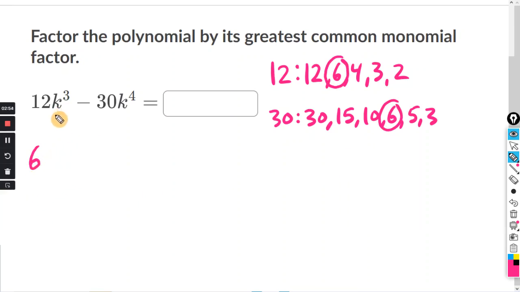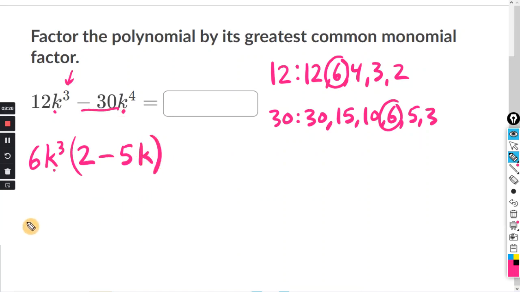And between the k's, we have k to the third and k to the fourth. The one with the smaller exponent is k to the third. Now we just divide. 12 divided by 6 is 2. k to the third divided by k to the third is just 1. So you can write 2 times 1, but that's just 2, so you don't need to write the 1. Negative 30 divided by 6 is negative 5. And k to the fourth divided by k to the third is just k.